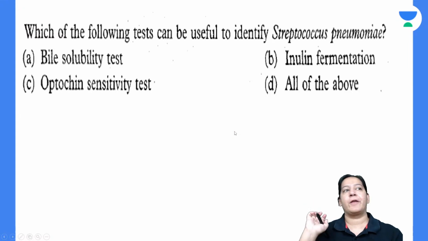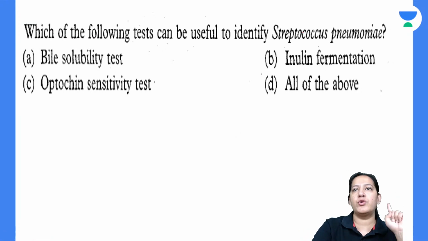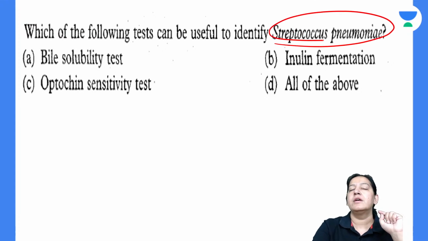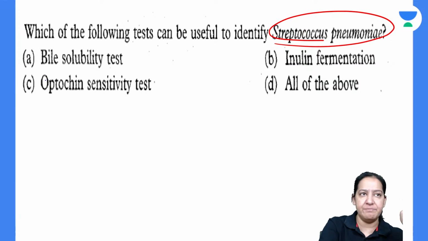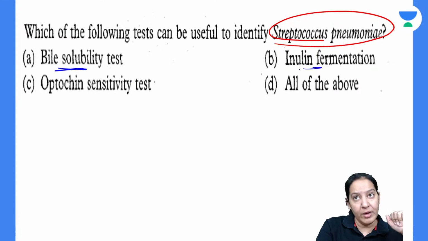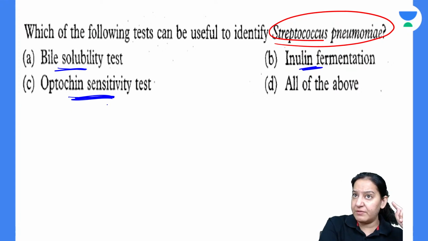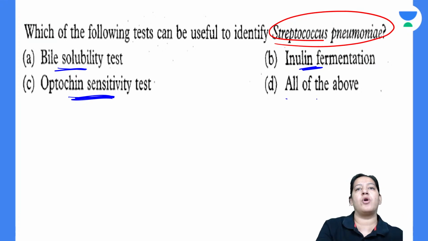Coming to the next question. The next question is in front of you. Yes, you are absolutely right. Which of the following tests is useful to identify Streptococcus pneumoniae? The four options are in front of you. Is it the bile solubility test, inulin fermentation, Optochin sensitivity test, which differentiate pneumococcus from others, or all of them?